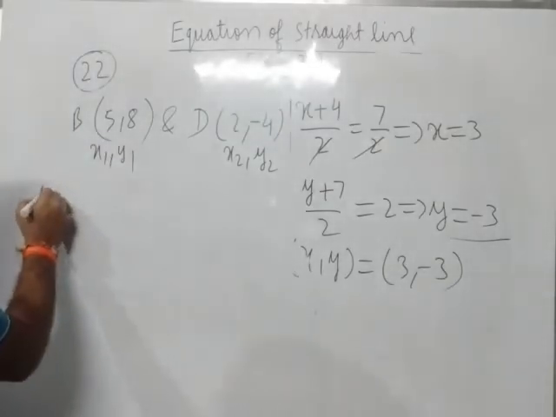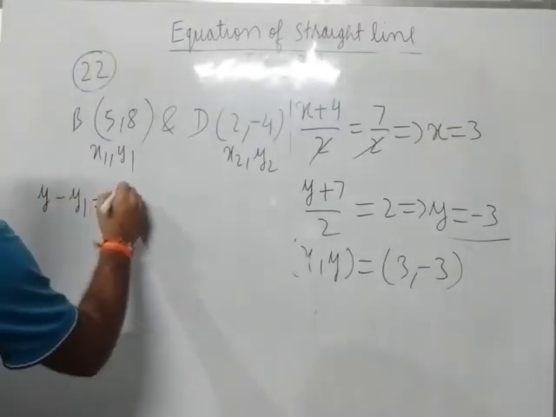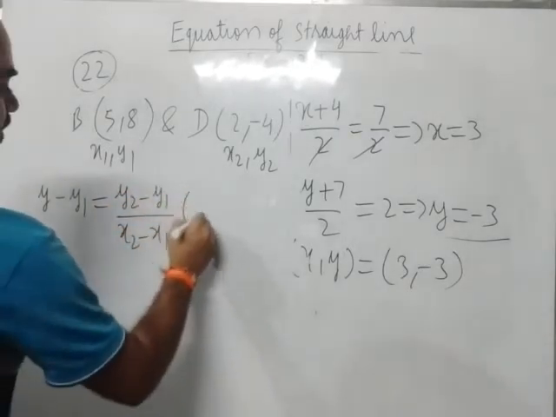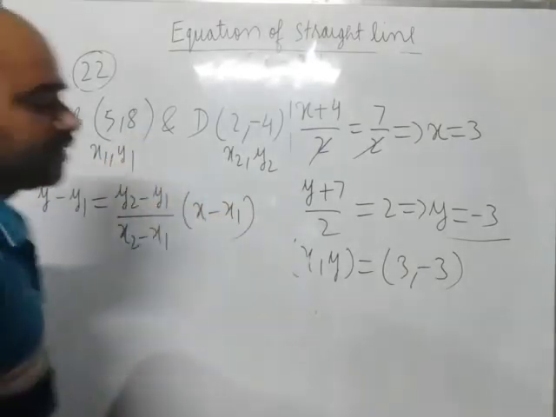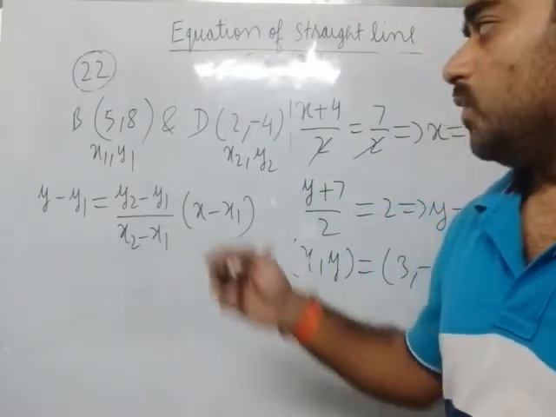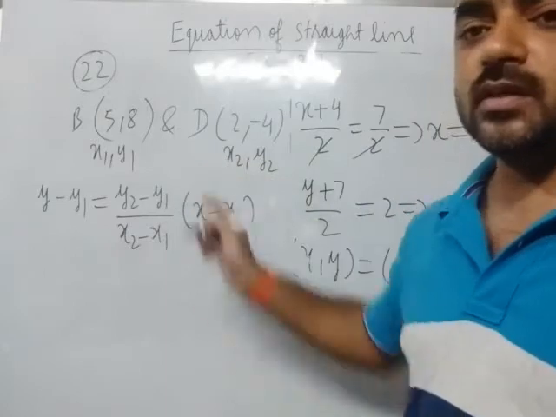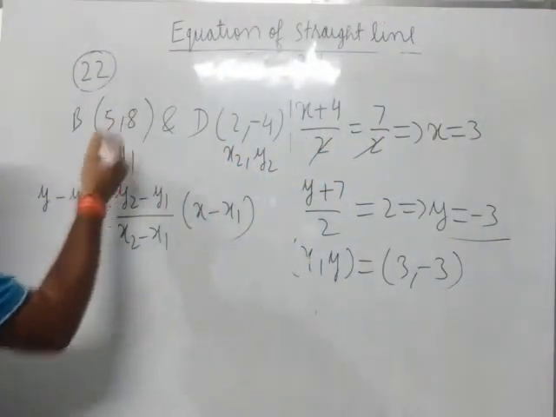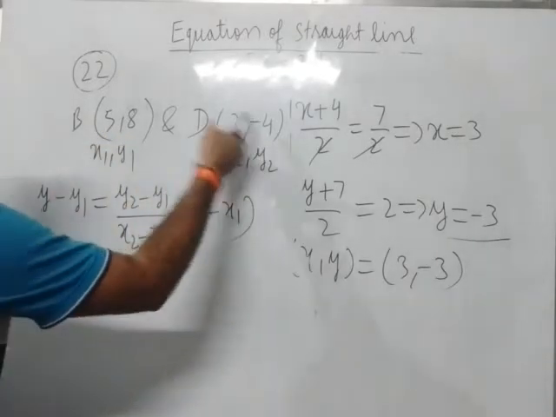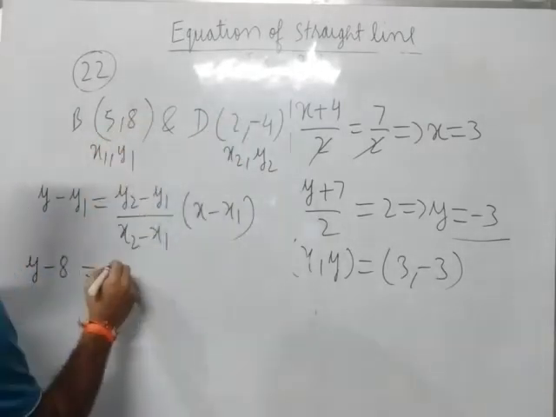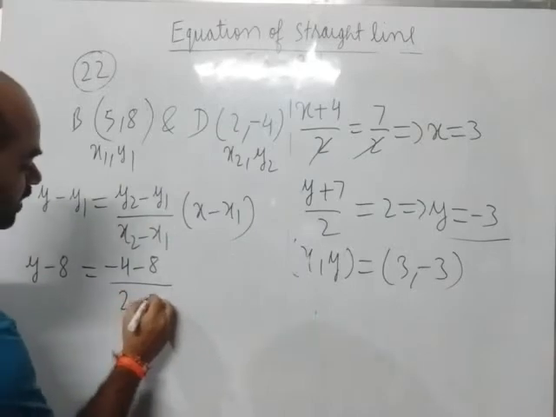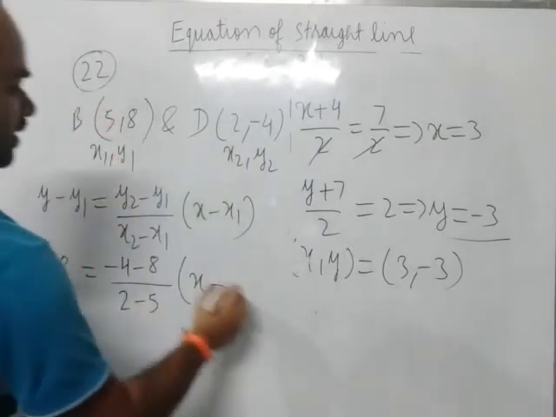The two-point form is y minus y1 is equal to (y2 minus y1) upon (x2 minus x1) times (x minus x1). This is the two-point form for finding the equation of a straight line. So we have (x1, y1) and (x2, y2). Substitute the values. Then y minus y1 is 8; y2 minus y1 means -4 minus 8; x2 minus x1 means 2 minus 5; x minus x1 is 5.